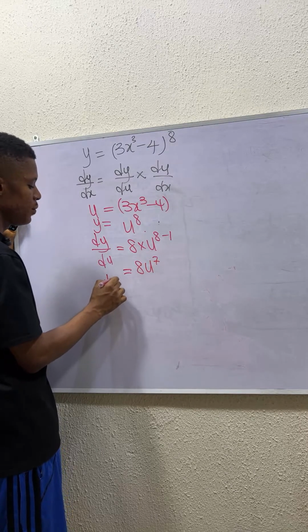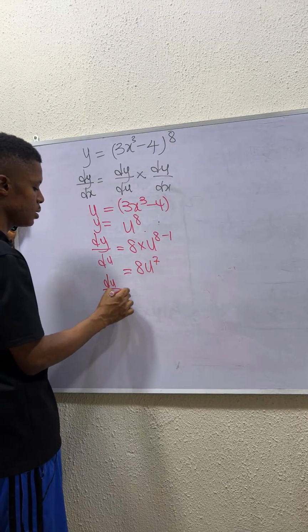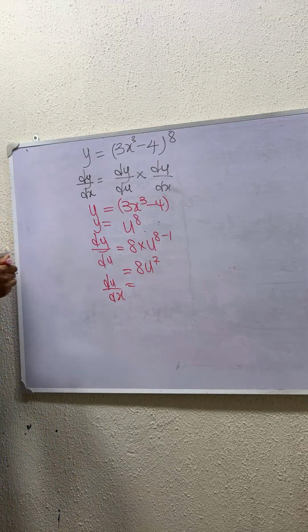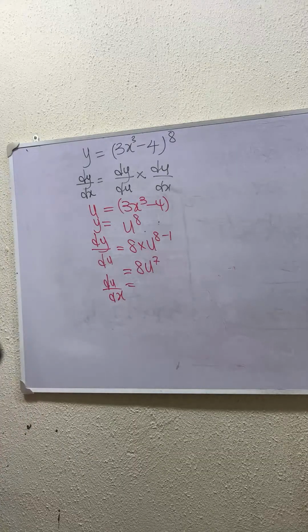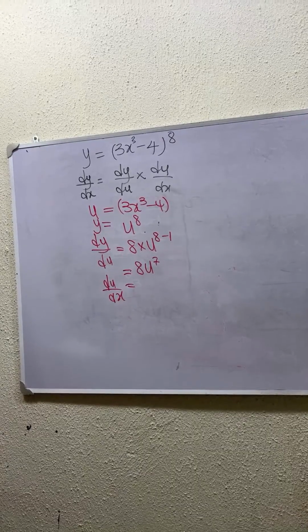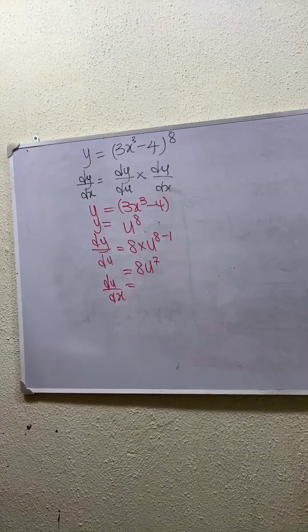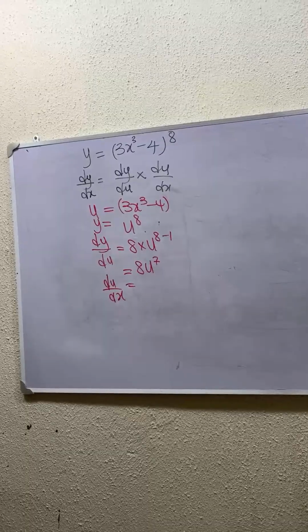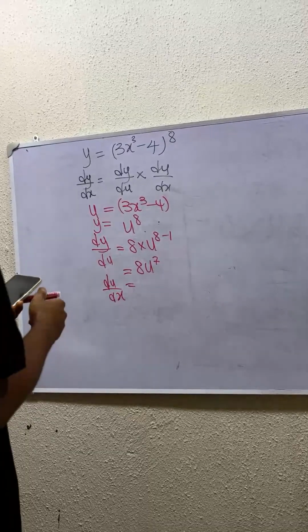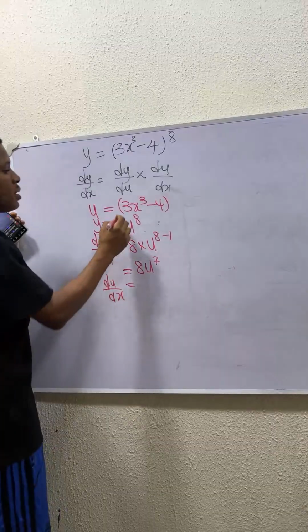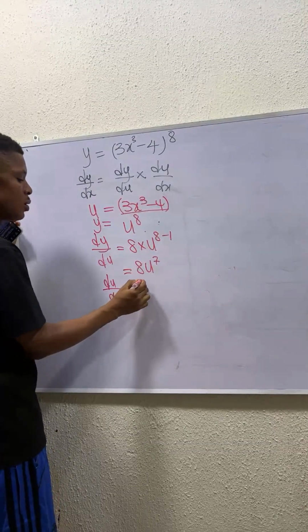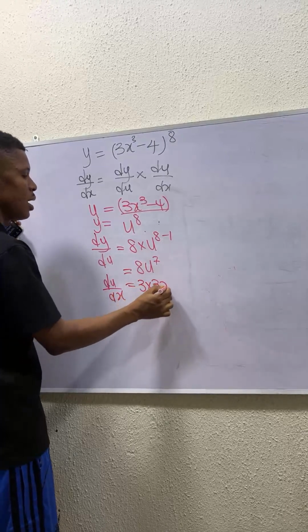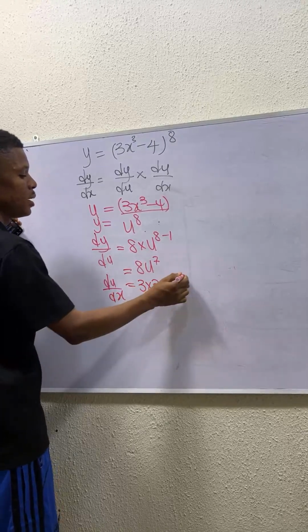Okay, we now have to differentiate u with respect to x. How do we differentiate u with respect to x? It is very, very easy. This is the u. You have to do this. The power here is 3. So you have 3 times 3, x to the power of 3 minus 1.